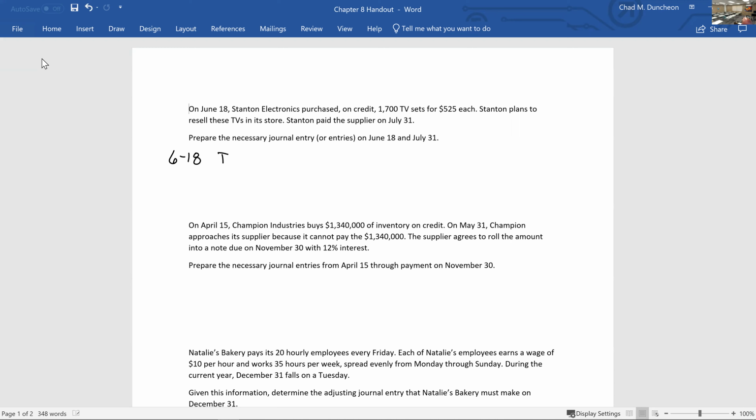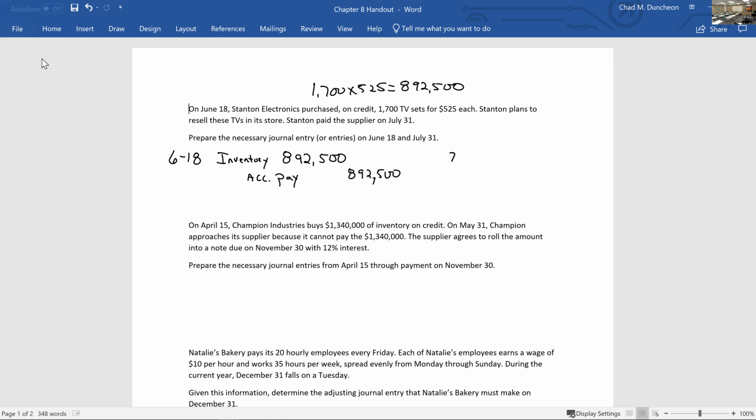At this point in time, we bought the TV, so our inventory increased. And that amount would have been $892,500. So I'm going to make a debit to my inventory. 1,700 times 525. That's $892,500. We're not going to pay for it at this point in time, so we are going to create a liability, or a credit, to accounts payable for the same amount.